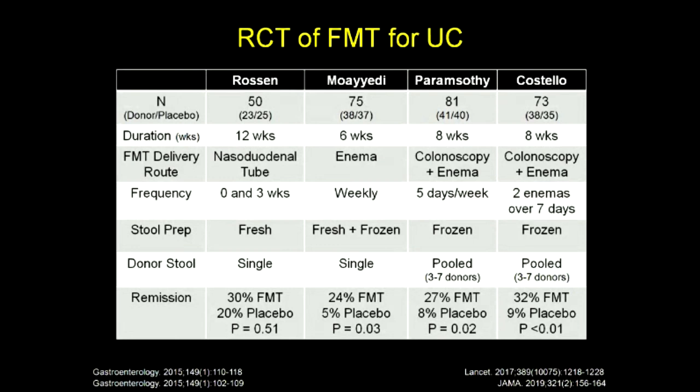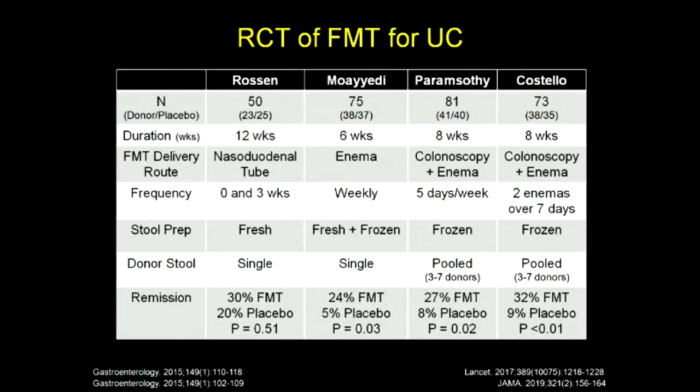The routes of administration were different: nasoduodenal tube placement, given by an upper endoscopy, versus an enema, versus colonoscopy and enema. How often are you giving the enemas? 5 every day of the week except for 2, versus just 2 enemas and then follow and see what happens. The way they prep the stool is different, whether it was a single donor or a pooled donor. So lots of differences in these trials.